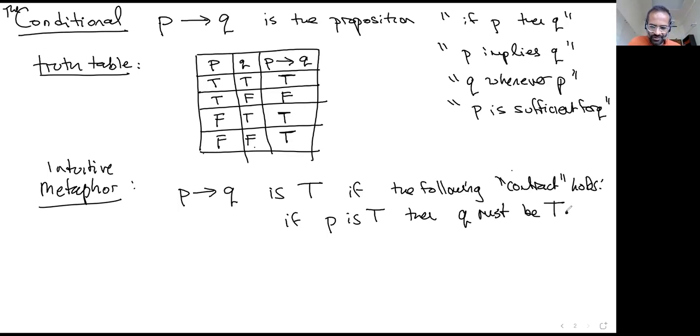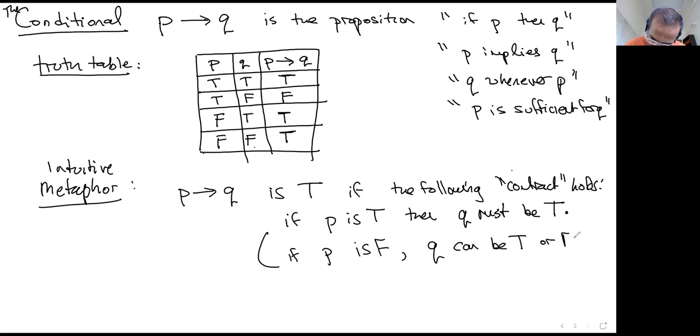Now, in a legal contract or in some other contract, there are some conditions, right? And if you don't satisfy the conditions, the contract is void and it doesn't mean anything. And that's why the contract metaphor is useful here, because in particular, if P is false, then Q can be anything. So if P is false, then Q is allowed to be whatever, but if P is true, then Q must be true. That's what the conditional means. And often P in this context is called the hypothesis, and Q is called the conclusion.